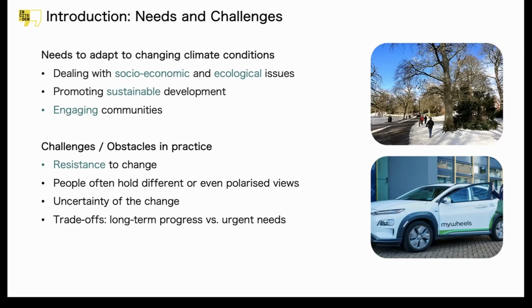What we basically see are some challenges, or obstacles, in realizing these kinds of change activities in practice. First of all, usually people have a resistance to change. Usually people do not like to change. Next, people can have different perspectives on plans and projects, and even develop polarized views. And if you have a polarized view in a society, you have a problem. Next, very often people are quite uncertain about what the change is going to bring for them. And people do not like uncertainty. Also, this can contribute to resistance. And last but not least, people very often face a trade-off between potential long-term progress and benefits, but perhaps at the cost of short-term urgent needs.